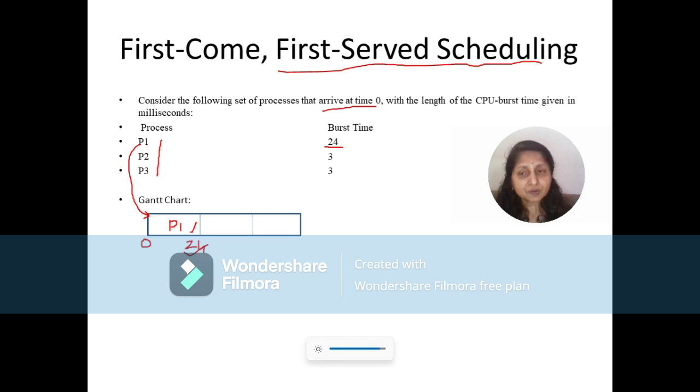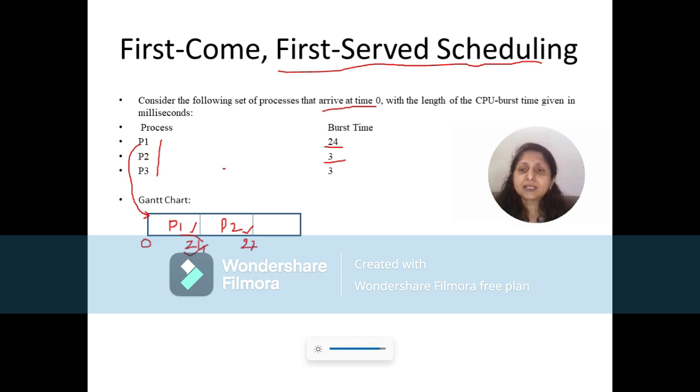Which is the next process which gets a chance? The next process is process P2. What is the burst time of P2? The burst time of P2 is 3. Process P2 gets the chance to get inside the CPU at time 24 and after that it is going to be executed for 3 more milliseconds. 24 plus 3 is how much? 27. So P2 will be fully completed after 27 milliseconds.